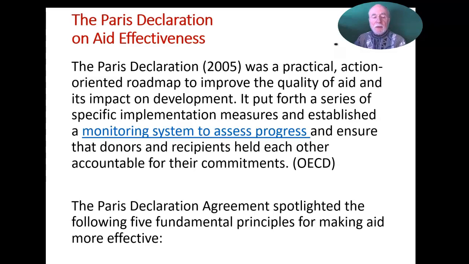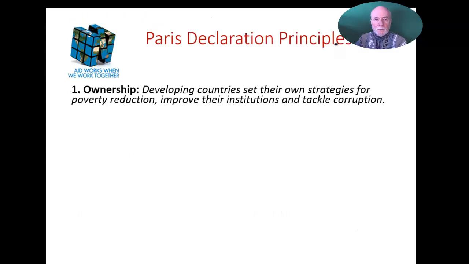The Paris Declaration Agreement spotlighted 5 fundamental principles for making aid more effective. And in each of these principles, you can infer the baseline against which the new principles were being adopted. The first principle, country ownership. Developing countries set their own strategies for poverty reduction, improve their institutions, and tackle corruption. This was a change from the donor countries determining the priorities that they wanted to fund. The new principle called for countries who were receiving aid to set the priorities for the aid they received.